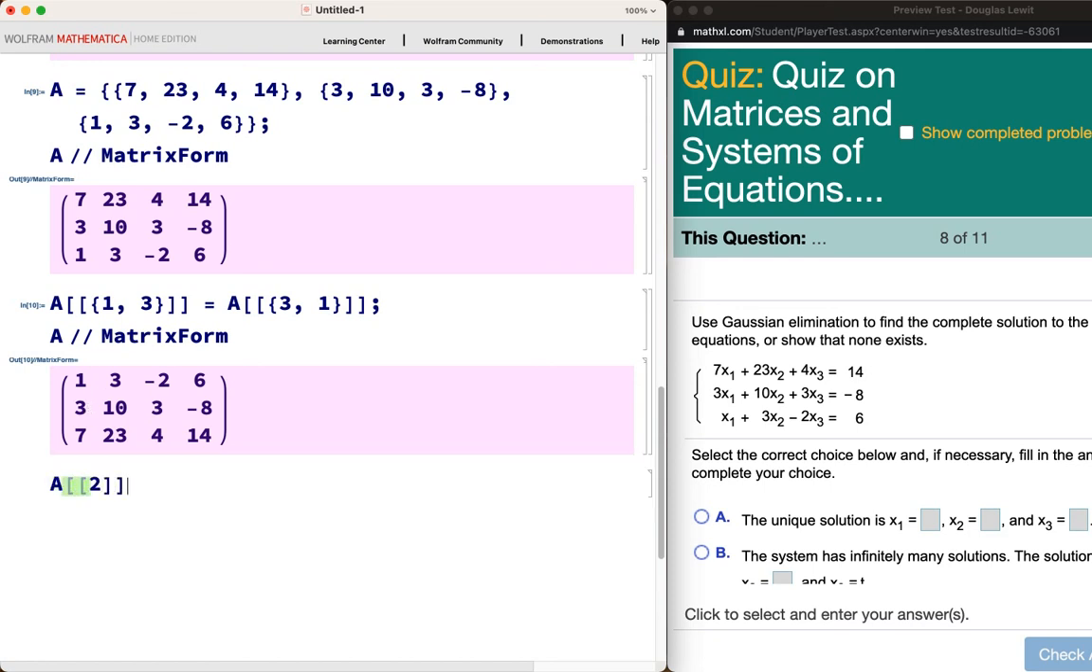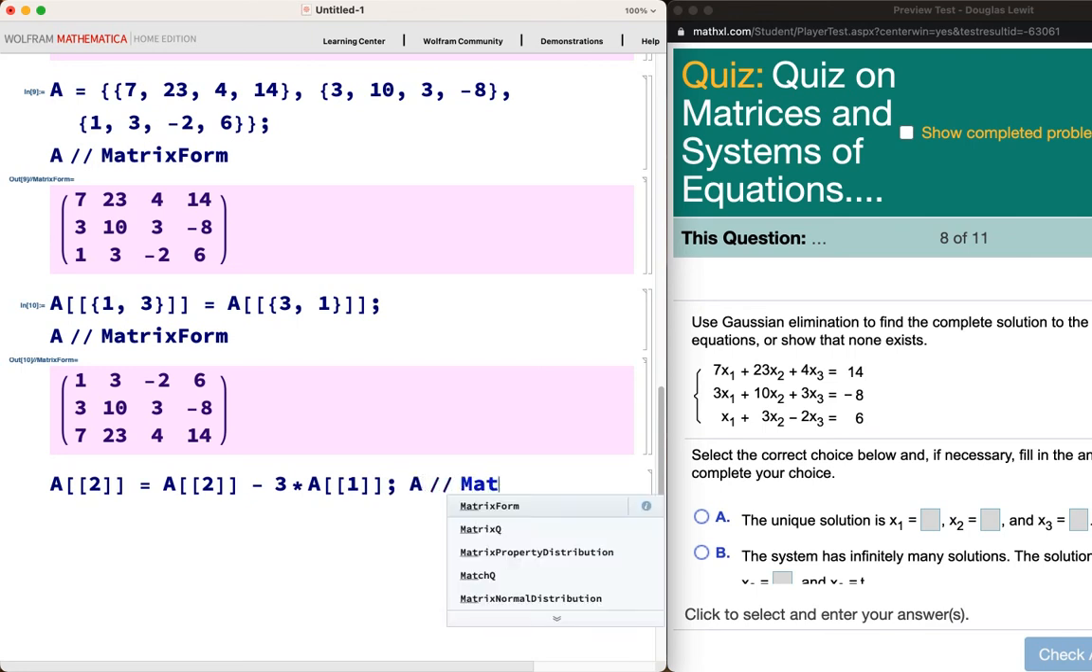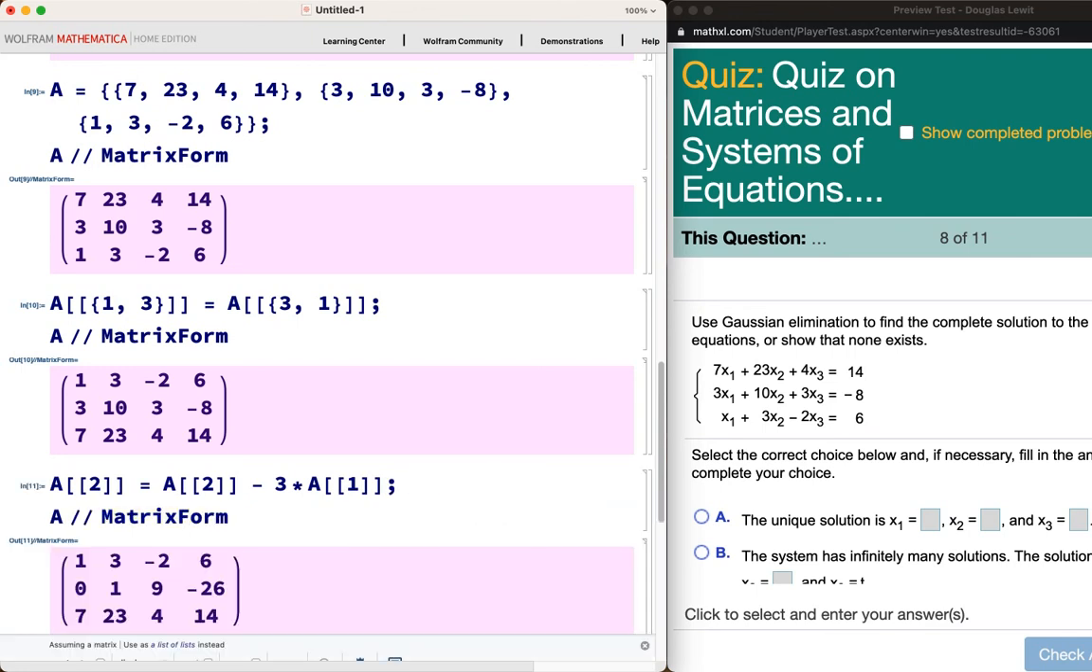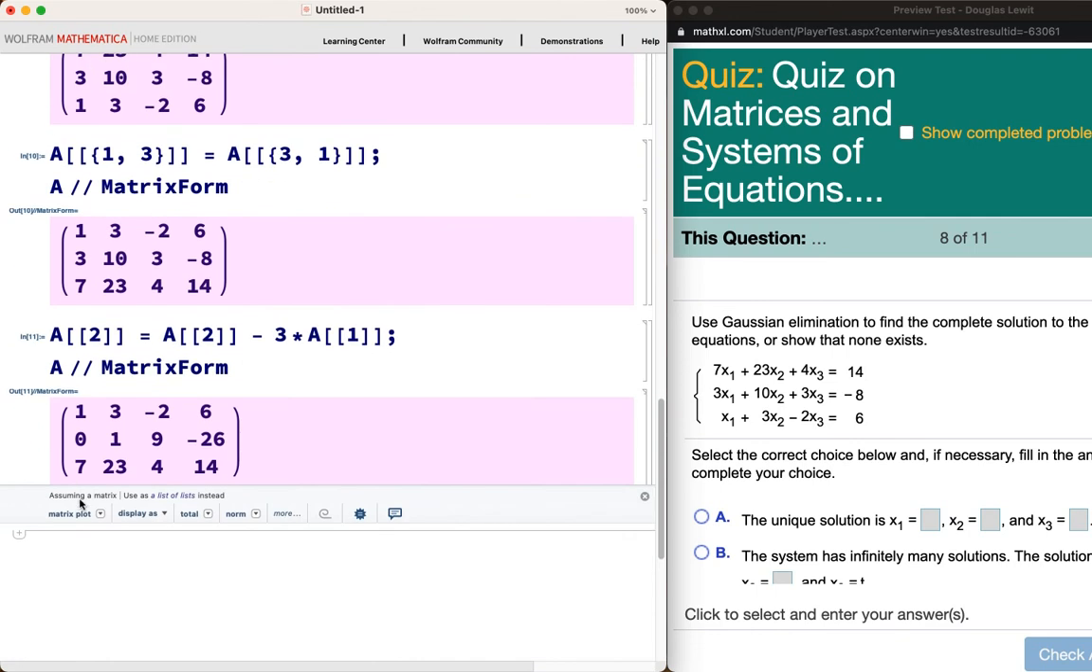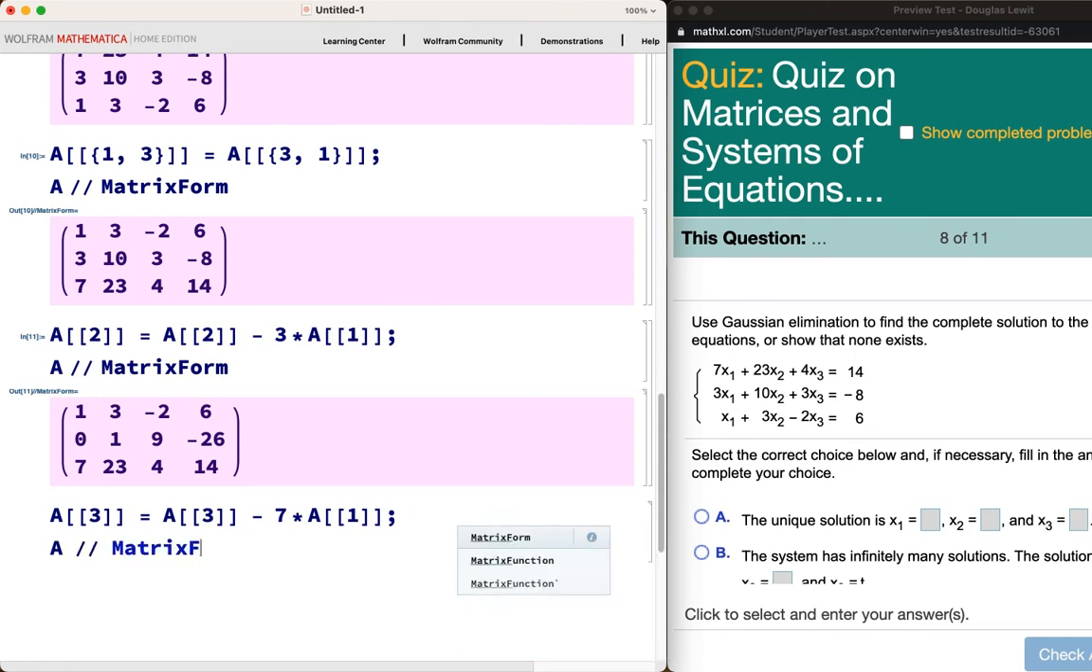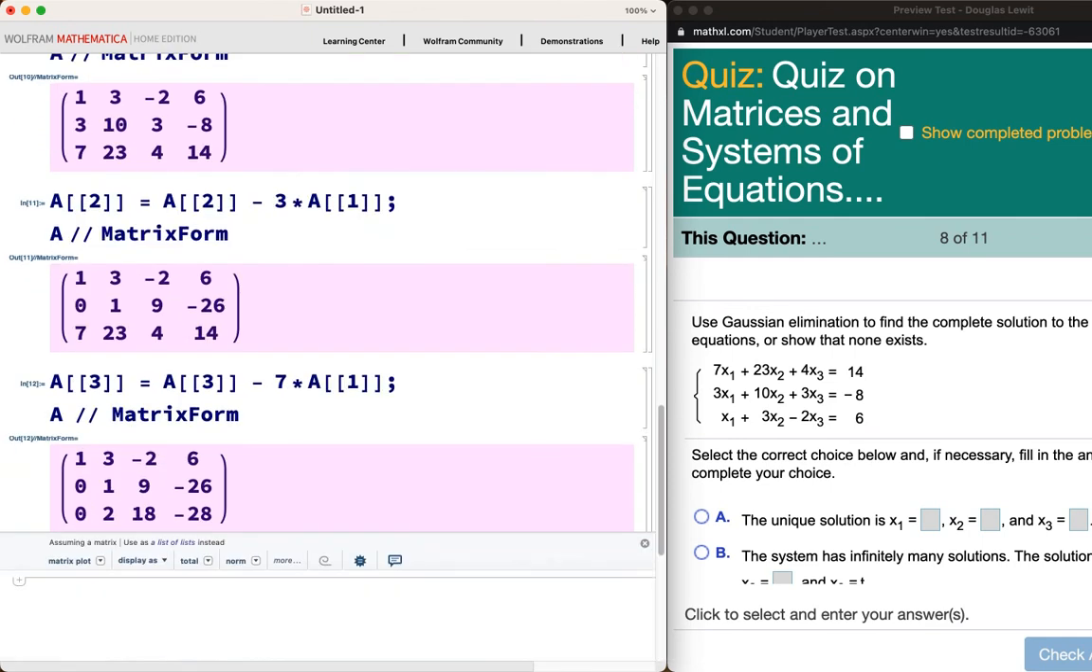So now let's change the second row. It's going to be minus 3 times that first row, because 3 minus 3 times 1 is 0, right? So then we have 1, 0, okay. And we're going to do the same thing with the third row. So the third row minus 7 times the first row, because the first row has the 1 in it. And there we go.